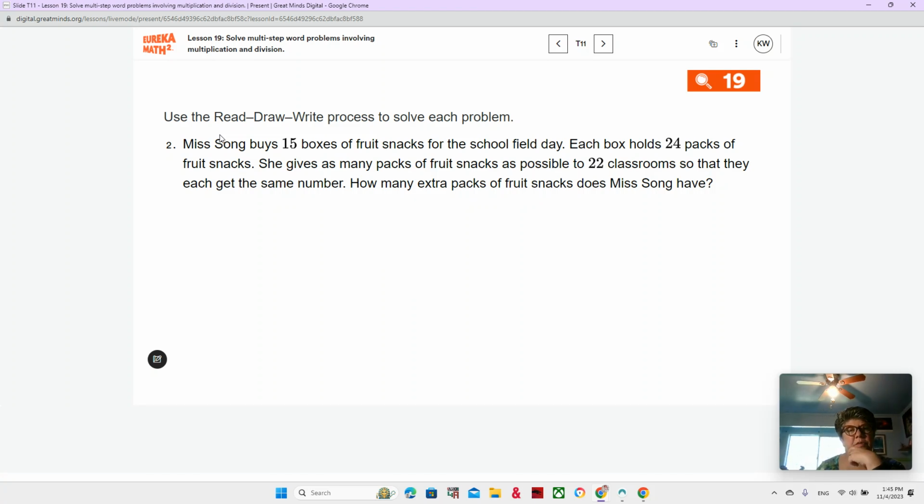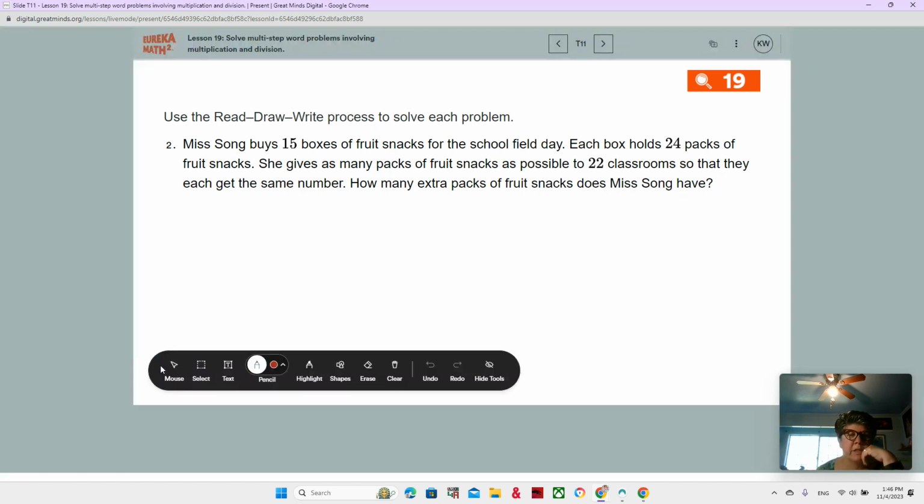Miss Song buys 15 boxes of fruit snacks for the school field day. Each box holds 24 packs of fruit snacks. She gives as many packs of fruit snacks as possible to 22 classrooms so that they can each get the same number. How many extra packs of fruit snacks does Miss Song have? There is a lot of words there.